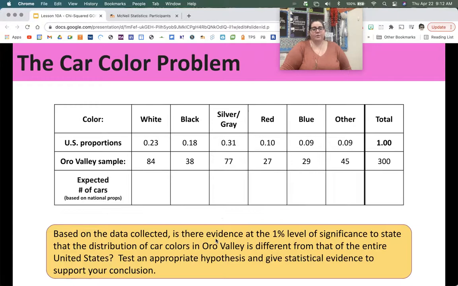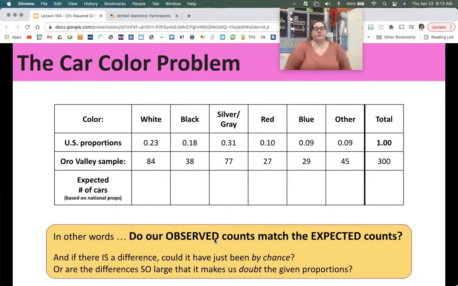So in other words, what we're looking for is, do our observed counts, meaning the actual sample, match what we would call our expected counts? Is there a difference between what we observed and what we would expect of those numbers if the US proportions were true? And if there's a difference, could it have just been by chance, or are the differences so large that it makes us doubt those given proportions?